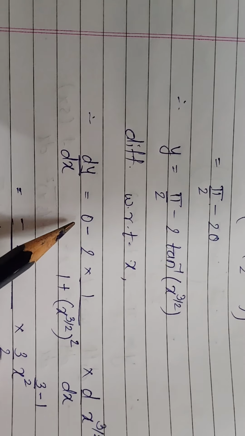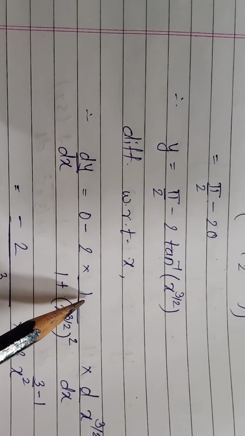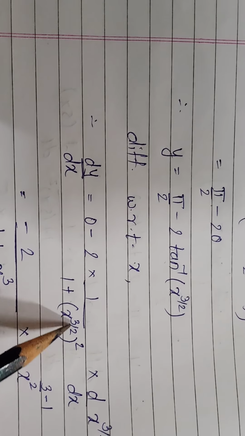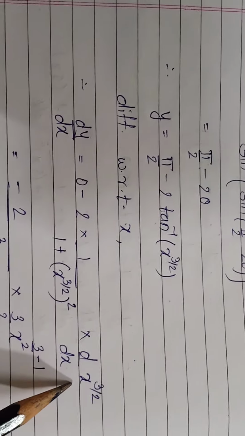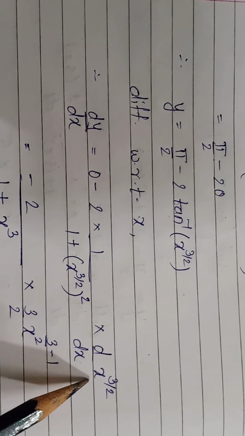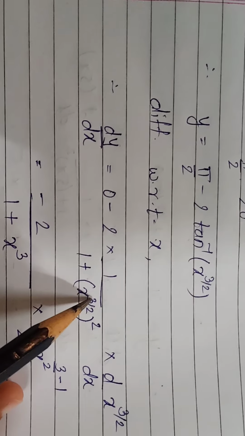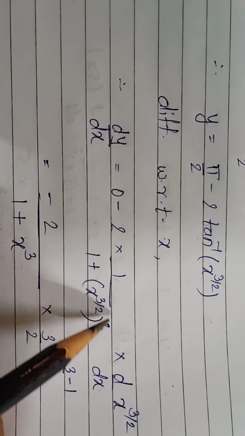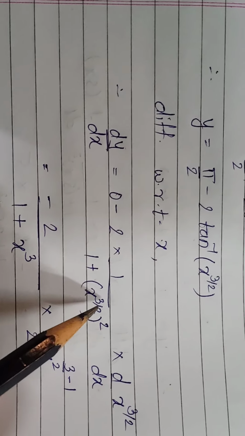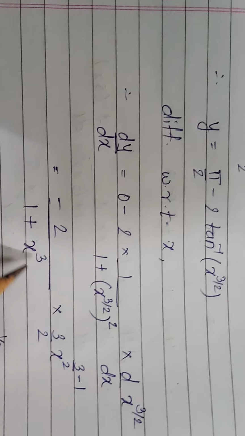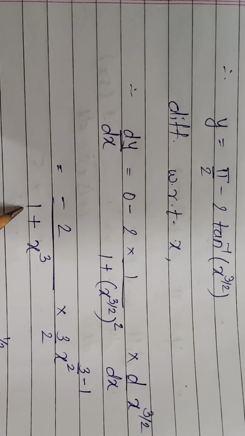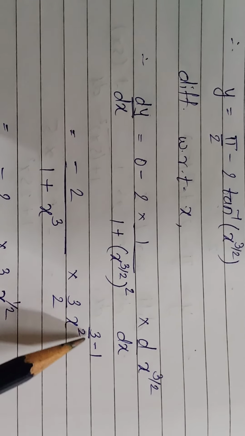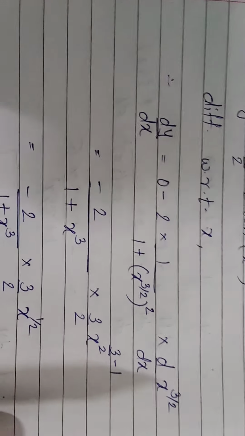The derivative of pi by 2 will come as 0, minus 2 into, first take the derivative of tan inverse. So it will be 1 upon 1 plus (x raised to 3 by 2) whole square, and in multiplication the derivative of that x raised to 3 by 2. Now see, we know index and index get multiplied. So after multiplication, 3 by 2 into 2, the 2 will get cancelled. It means it will come as x cube. So it is minus 2 upon 1 plus x cube into this derivative, which is 3 by 2 into x raised to 3 by 2 minus 1, using the x raised to n form derivative.